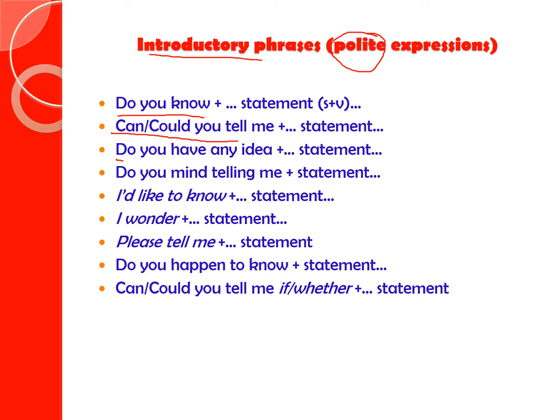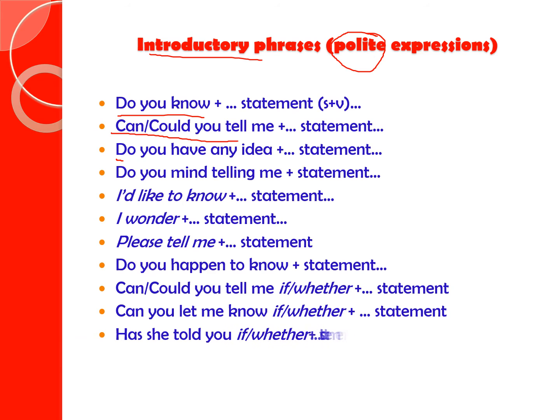Can you tell me if or whether, right? Can you tell me if we are having that class tomorrow? Can you tell me if everybody knows that we have that class tomorrow? Okay. Can you let me know if people are really interested in this class? Has he told you if? Has he told you whether, which is the same, if or whether?